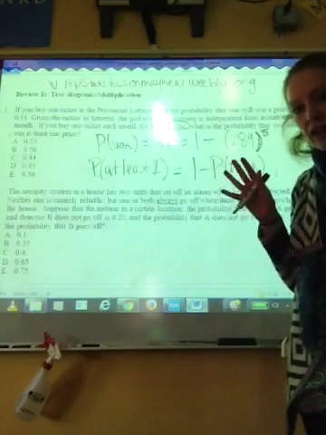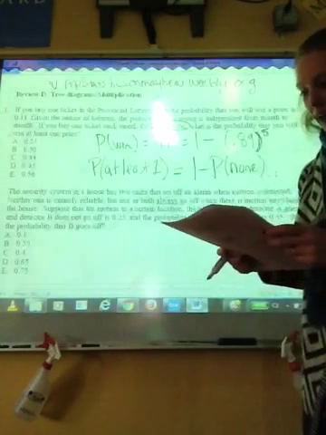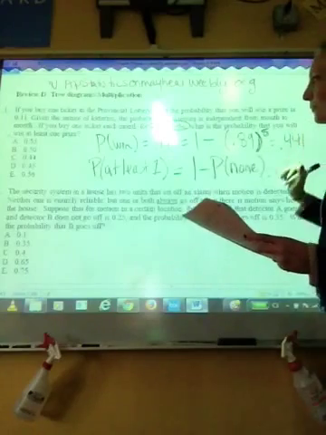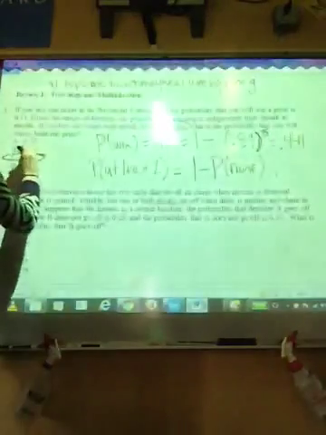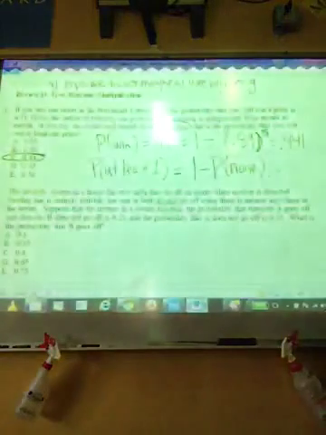Probability that you lose all 5 times. So 1 minus the probability that you lose all 5 times gives us 0.441. So that would be C. Next one, another Venn diagram for us.